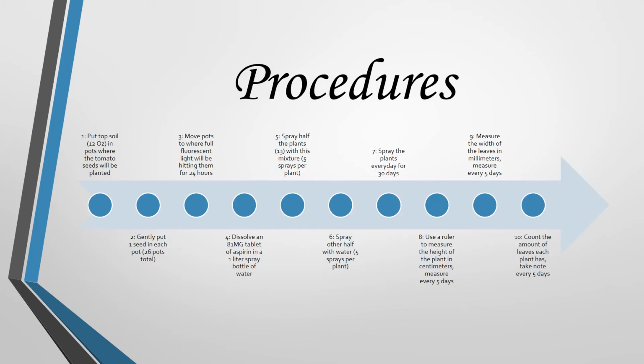Procedures of the experiment include to plant 26 seeds in 26 pots and to spray half of them with aspirin, while the other half is being sprayed with water. Spray each of the plants 5 times per day for 30 days. Also, every 5 days, take note of the variables being tested in the experiment.